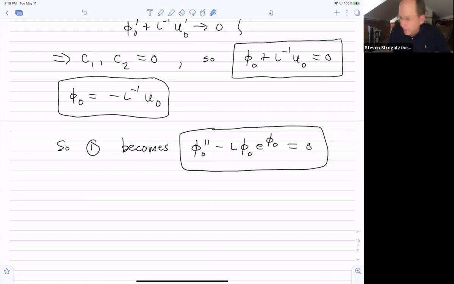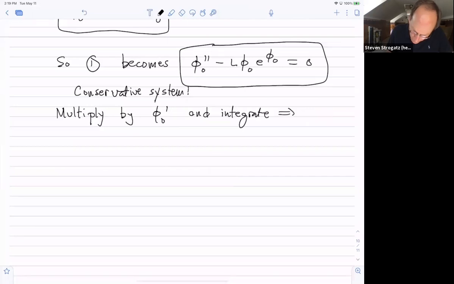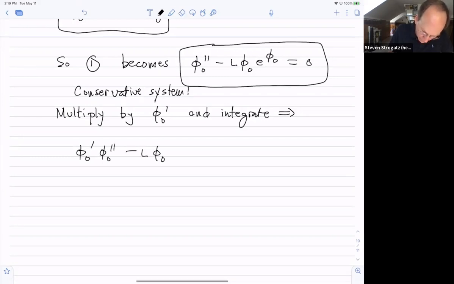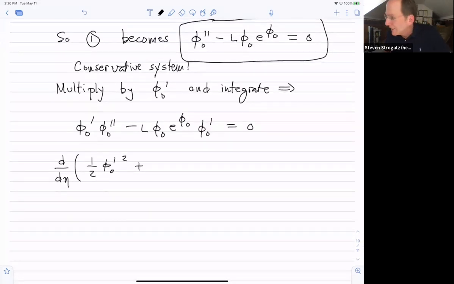And so we can integrate this by the usual trick for dealing with conservative systems, which is if we multiply through by phi zero prime and integrate. So just to say this is a conservative system. Let me just write it out if you're not used to this trick. Phi zero prime times phi zero double prime, minus L phi zero, e to the phi zero, times phi zero prime, all of that is zero. And that's of the form d d eta of one half phi zero prime all squared plus something is equal to zero. Now, what is that something?